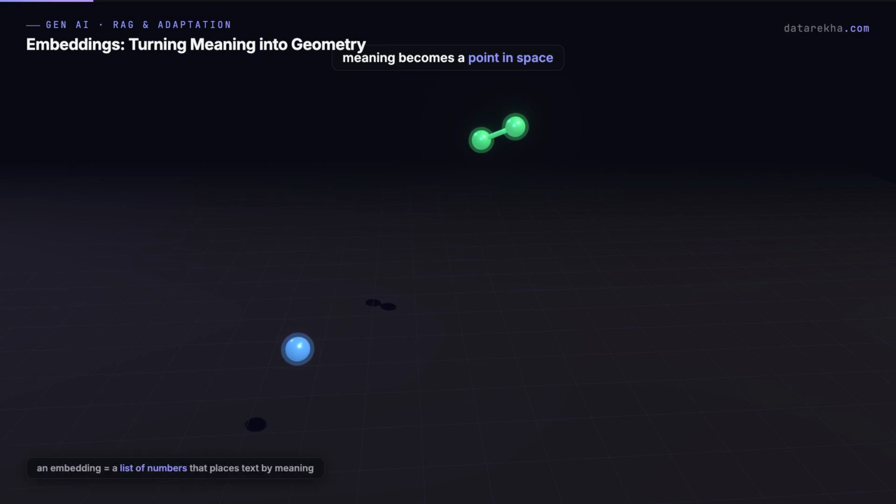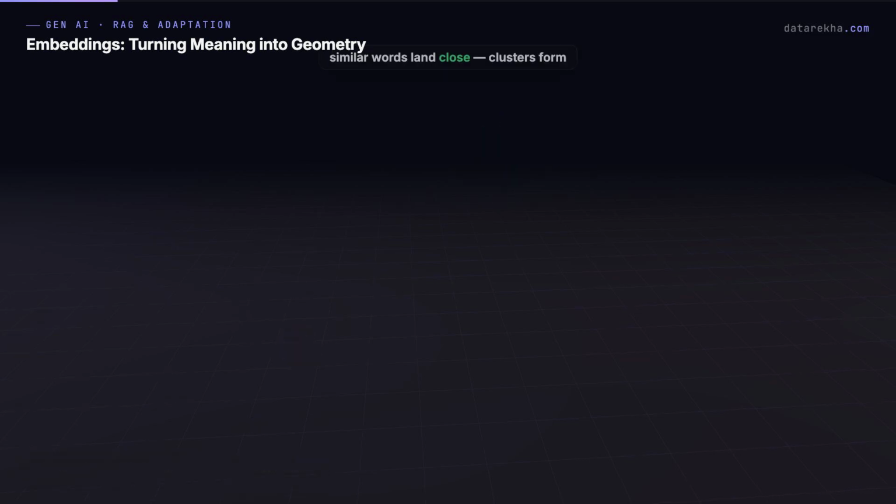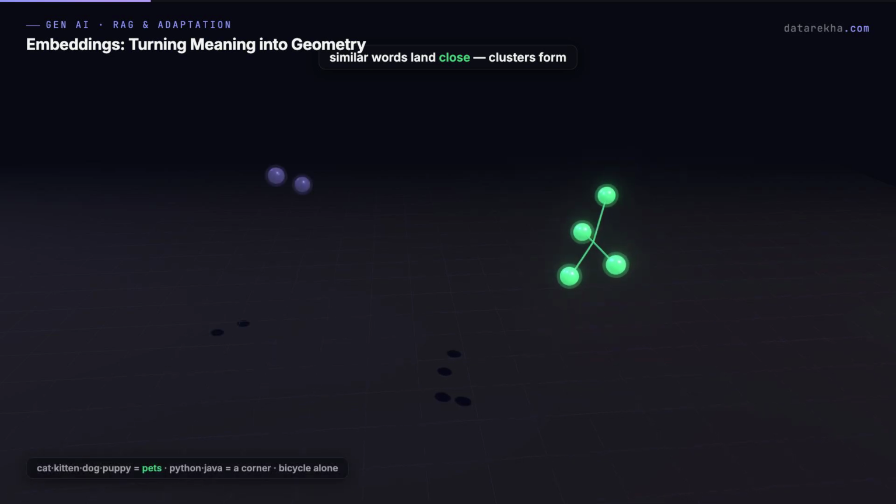That's an embedding, a list of numbers that places a piece of text somewhere by meaning. Picture a flat map. Cat sits near kitten, dog sits near puppy, but also near cat because they're both pets. Python, way off with Java in the programming languages corner. Bicycle floats off on its own. That map is a tiny embedding space.